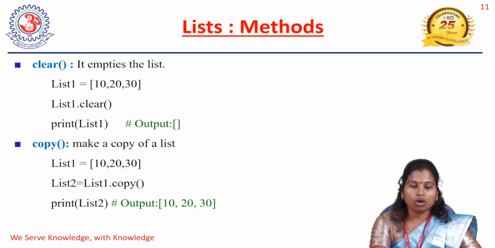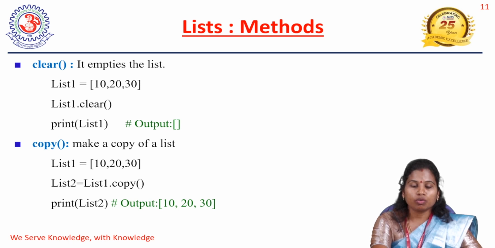Now coming to the copy function. If you want to make a copy of the list, then we can use the copy function. Before applying the copy function, one list is defined with elements 10, 20, 30. After that, the list1.copy() function is applied. This result is stored in list2. Now list2 contains the same elements 10, 20, 30.